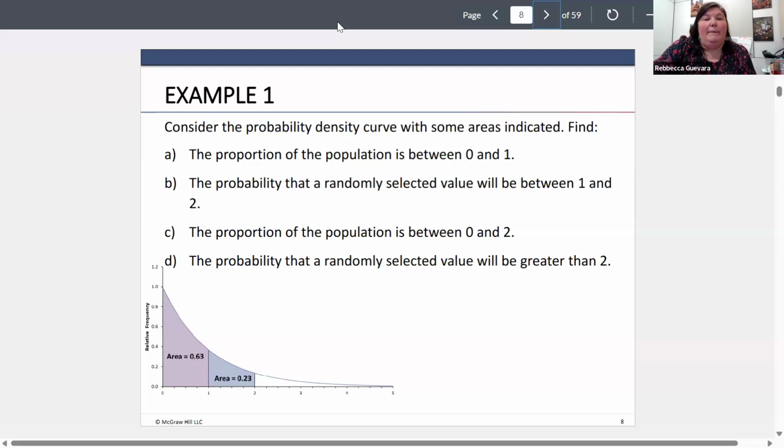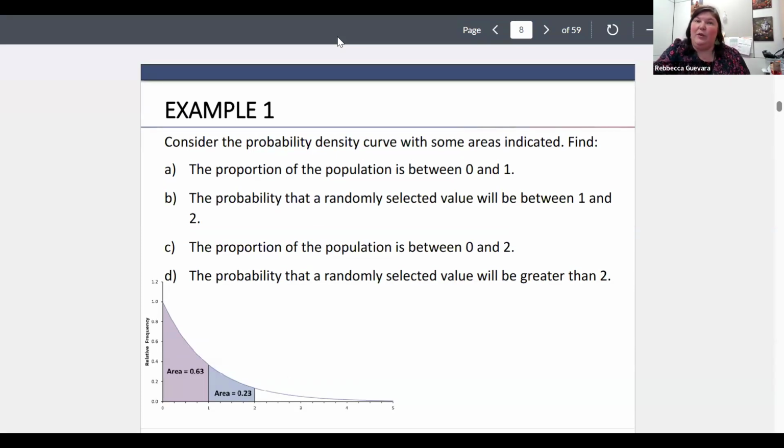So for example, we're going to consider a probability density curve with some areas indicated. Somebody went through and figured out the areas for this particular curve. What we see here is the proportion of the population that is between 0 and 1. Let me mark that again because it may be a little small on your screen. The proportion of the population between 0 and 1 is 0.63, or 63%. Whatever that means right now, we don't know. We just know the proportions.